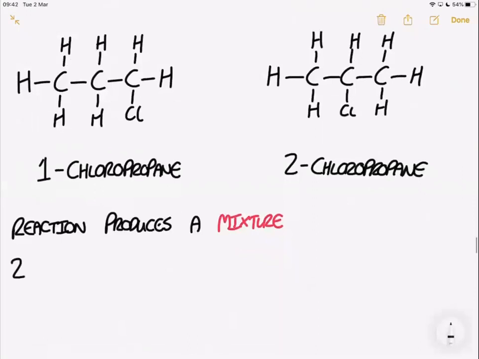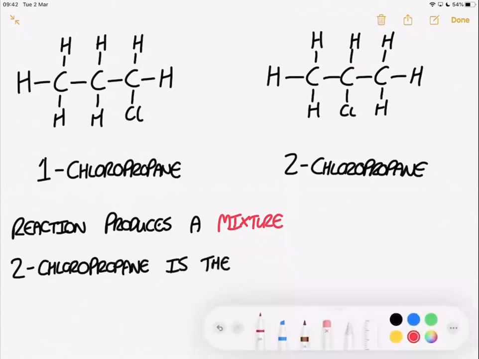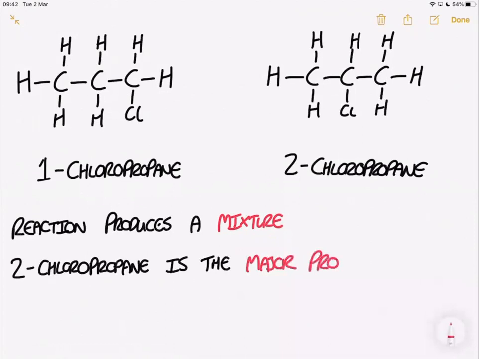We say that 2-chloropropane is the major product. And that's a key bit of terminology used in this topic. What it means is you get a lot more of that product. So that's what major product means.